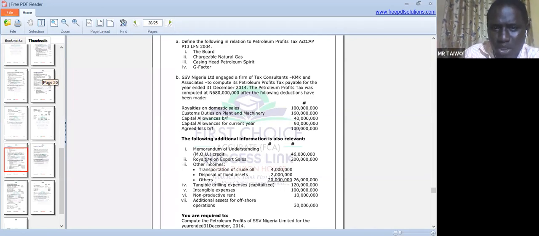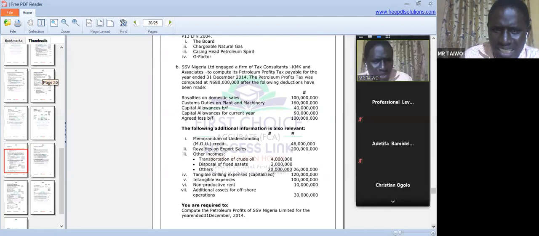That MOU credit, that's based on the agreement between the NNPC and the oil company. That agreement made the NNPC give them a rebate of 6 million, and royalty on export sales is 6. Other incomes are transportation of crude, disposal of fixed assets, others. Tangible drilling expenses capitalized, intangible expenses, non-productive rent, additional asset for offshore operations, which is 30 million.